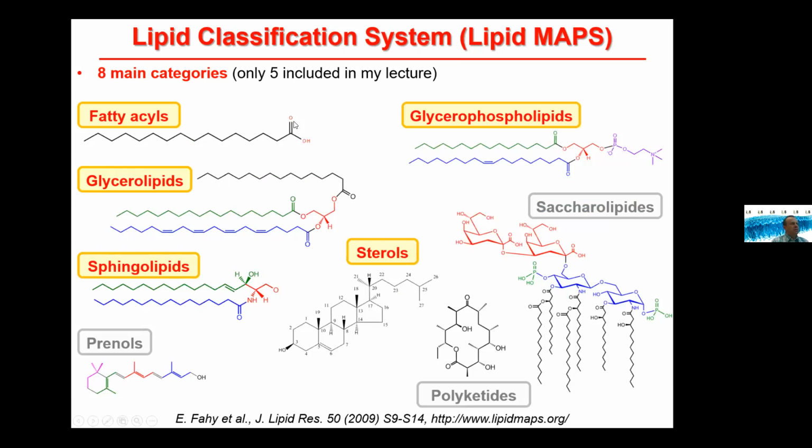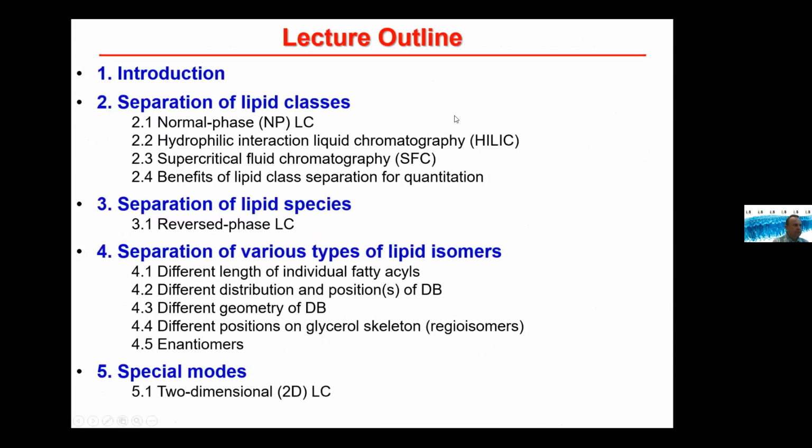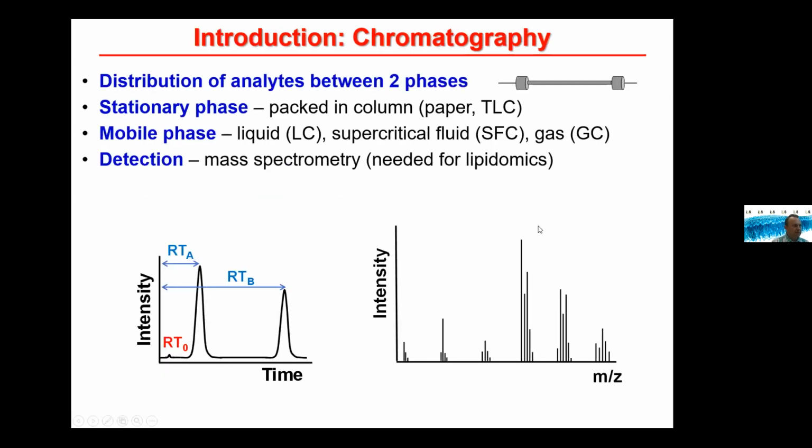You know well already this classification according to LIPID MAPS. I just want to emphasize that in my lecture, I will deal only with the 5 highlighted categories, not all of them. So this is the outline of my presentation. After a very brief introduction, because Maria Fedorova already introduced LC-MS well, I will start with separation of lipid classes, then lipid species. Chapter 4 is the separation of various types of lipid isomers, and finally some special applications of 2-dimensional chromatography.